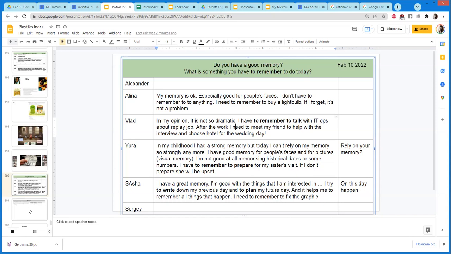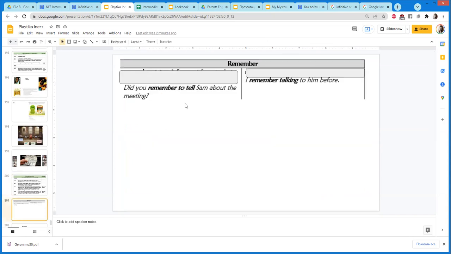If you ask me why I'm telling you all that, have a look at these two examples. Did you remember to tell Sam about the meeting? I remember talking to him before. These are two examples with the word remember, after which you use the infinitive and after which you use the gerund.